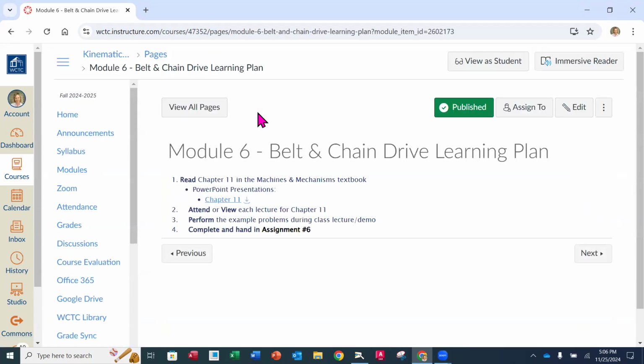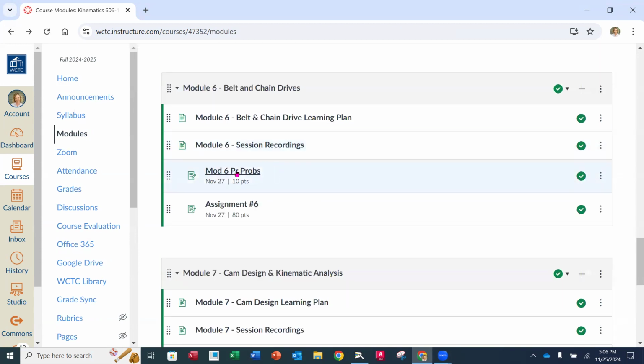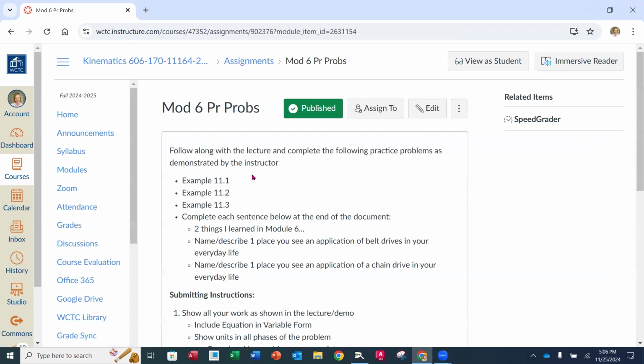First and foremost, you're going to notice we have a PowerPoint presentation here for Chapter 11, so we'll be focusing on that. And then you will see that you also have practice problems to hand in, and those are going to coincide to the examples in the book here. So we're going to be doing two of these examples tonight, 11.1 and 11.2. And then the next time we get together, we will do 11.3, which is going to be the gears. Additionally, you have three questions to answer.